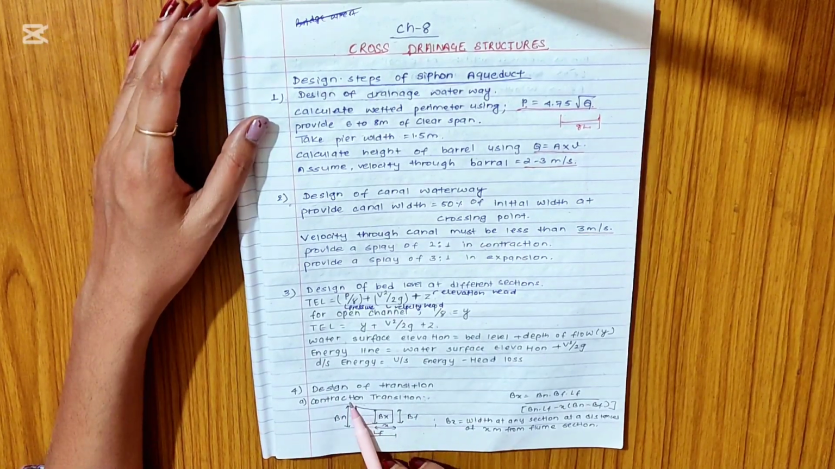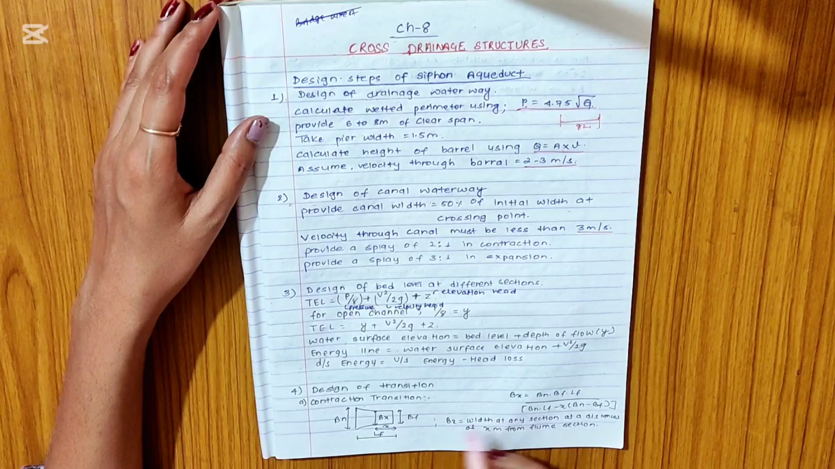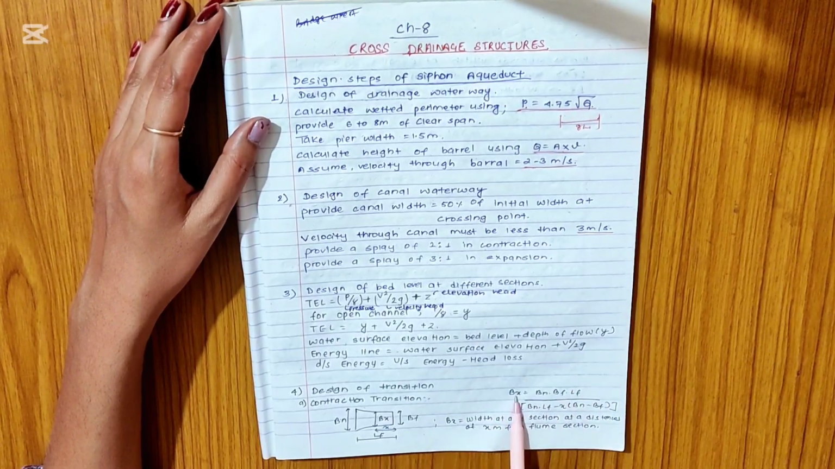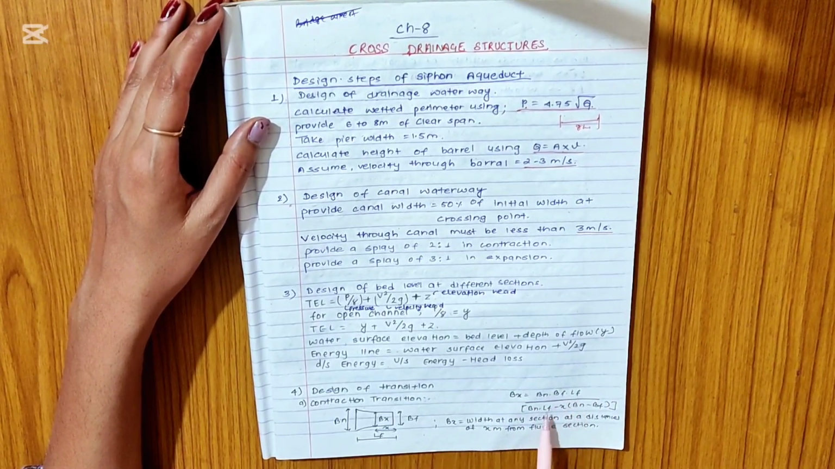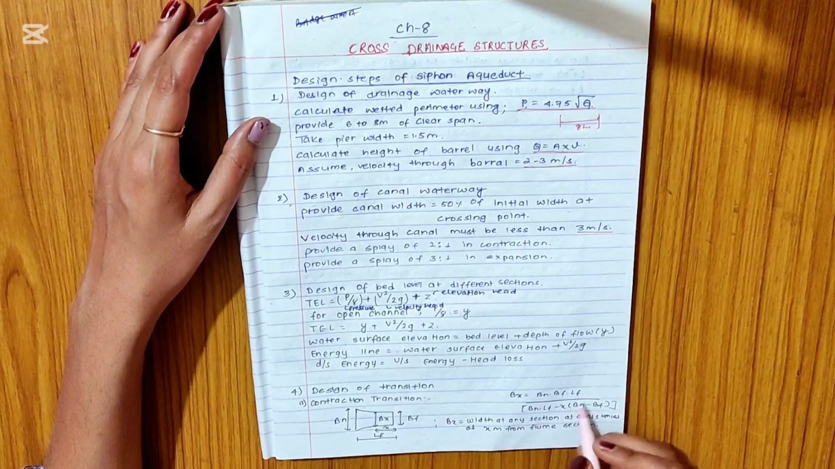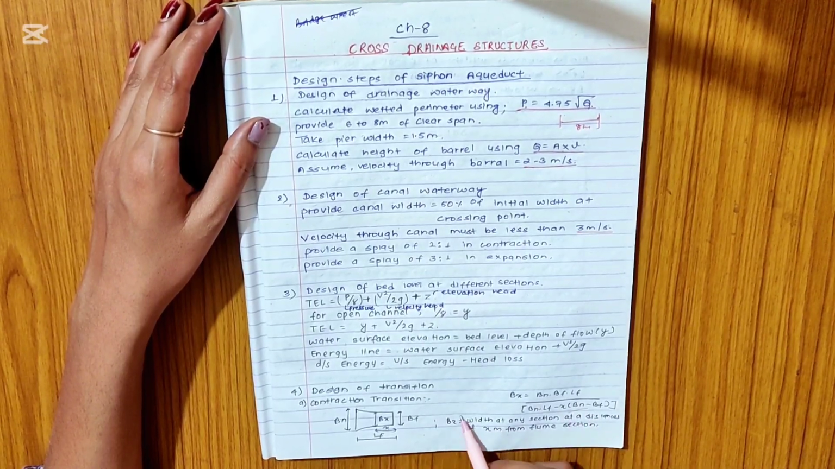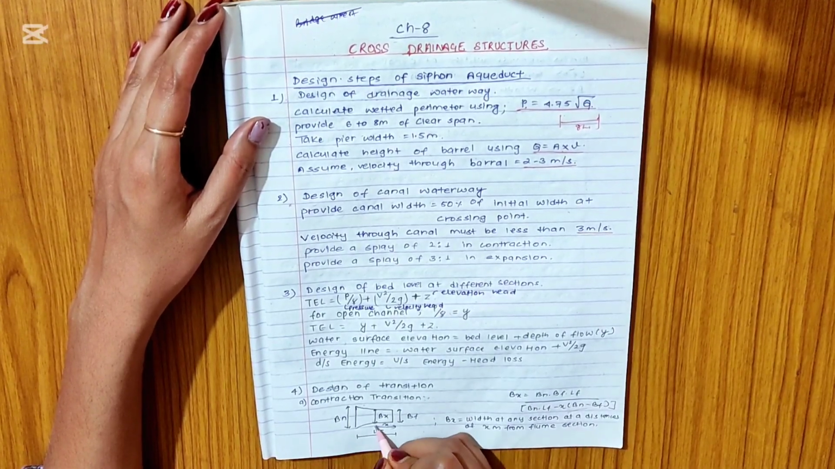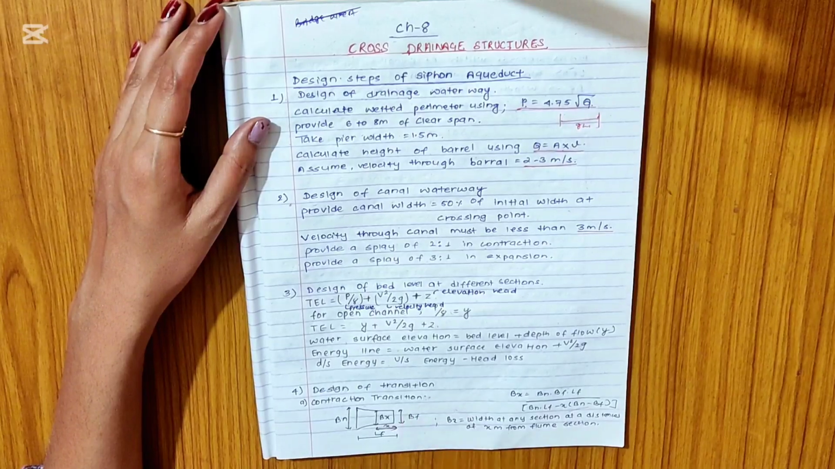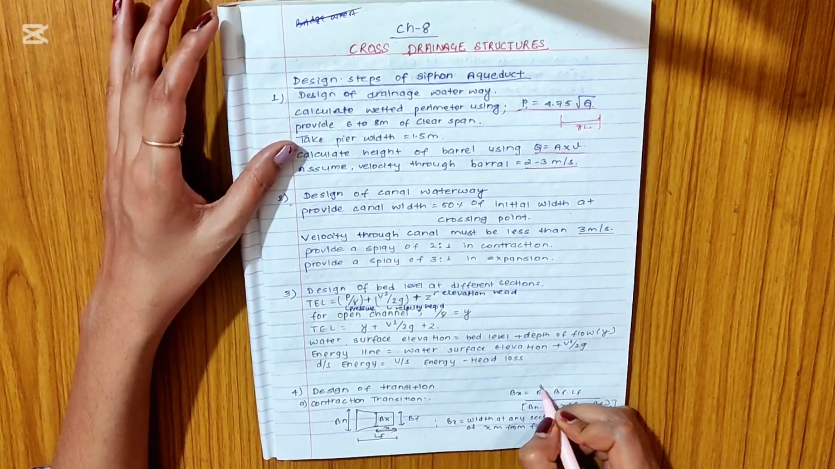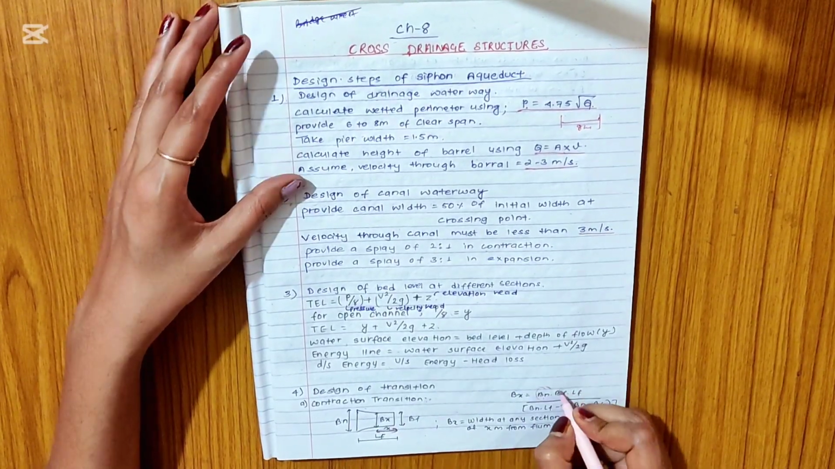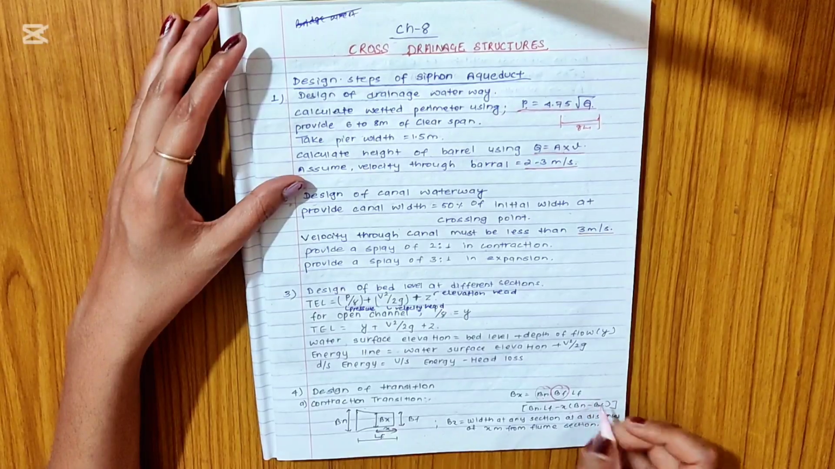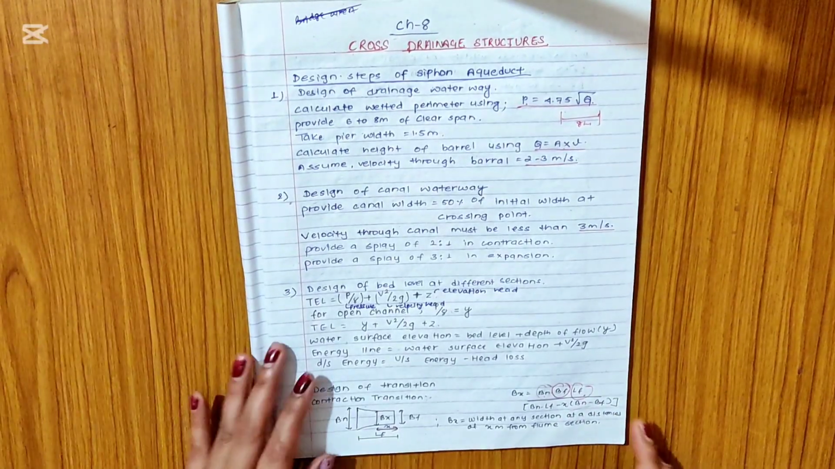Now in the fourth step, the design of transition will be done. For the transition, for the contraction and for the expansion, we have the formula Bx is equal to Bn into Bf into Lf divided by Bn into Lf. This is the formula we will use for calculating Bx, where Bx is the width at any section at a distance of x meter from the flume section, Bn is the normal width of the canal, Bf is the width of the flume section, and Lf is the length of the transition.